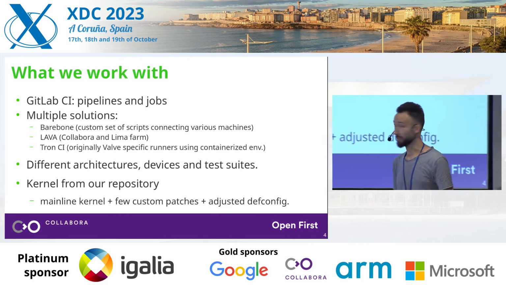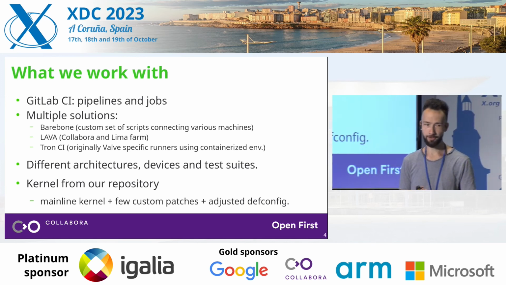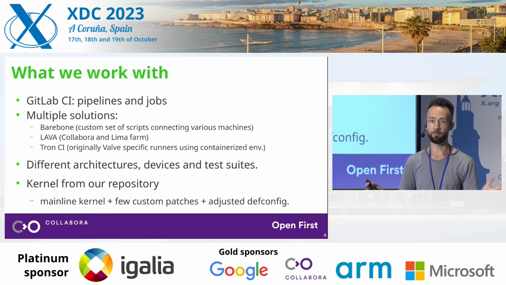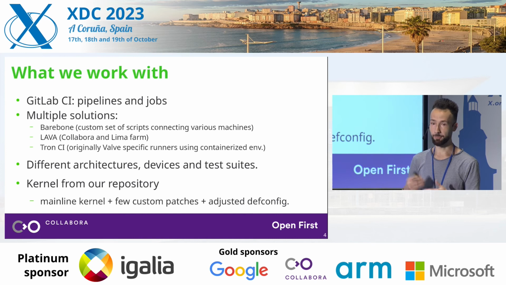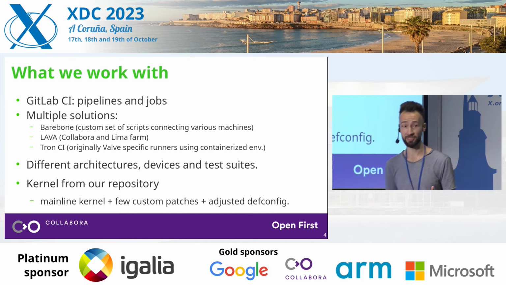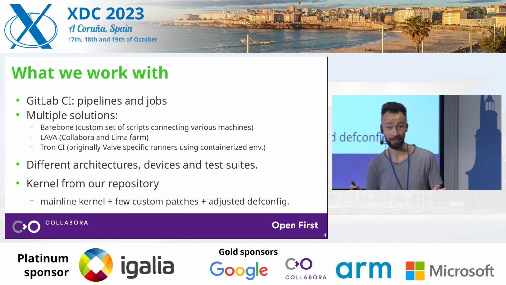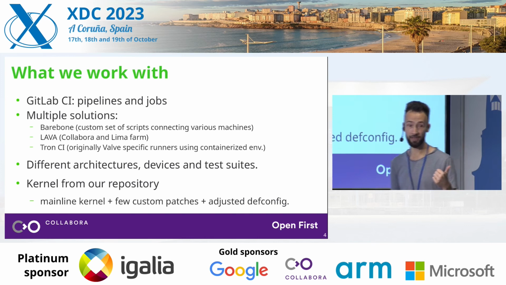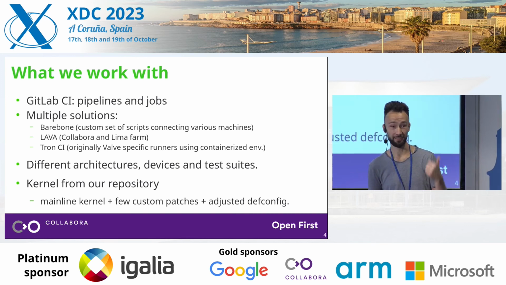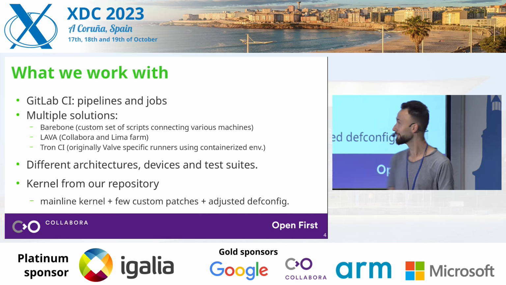Then we have Lava. Lava is originally from Linaro, and it's a farm solution originally used for testing ARM devices, but these days we're using it for ARM devices, x86, and everything we can find. For example, Lava runs on Collabora premises for testing Lima. Erico is somewhere here, so wave to him. He's running his farm too.